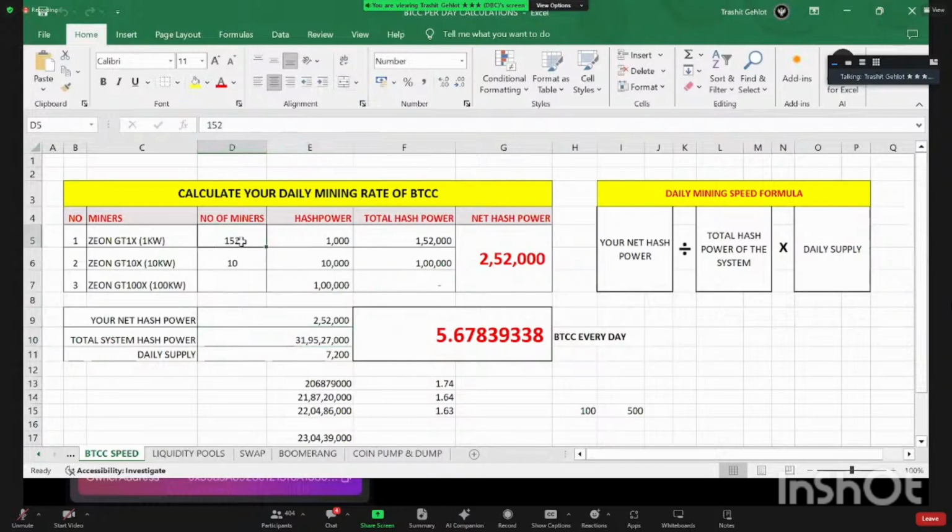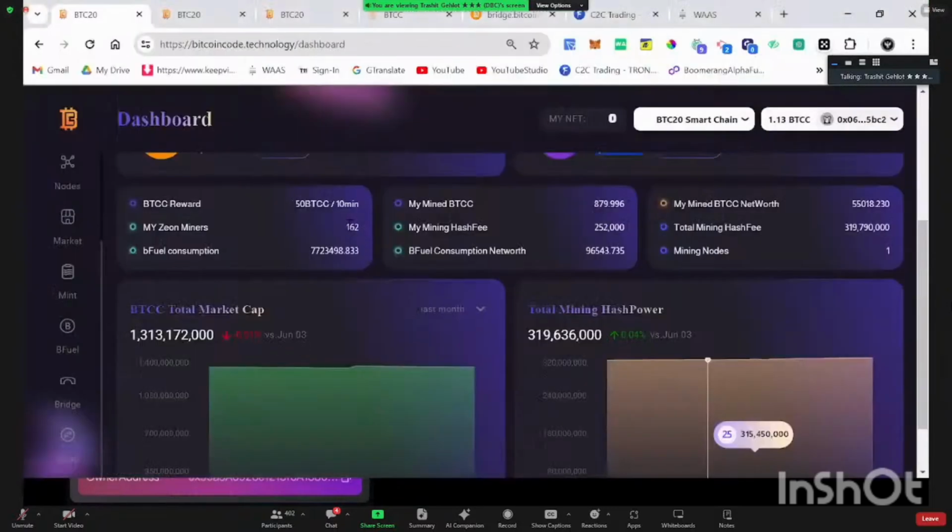So 152 $50 miners, 1,000 hash power each. So that's almost 152,000 total hash power of $50 NFTs, and 10 NFTs of $500, that's 10,000 on each NFT. So hash power is 100,000. In total, 252,000, right? So 162 NFTs, 252,000 of total hash power. This is how you determine your hash power.